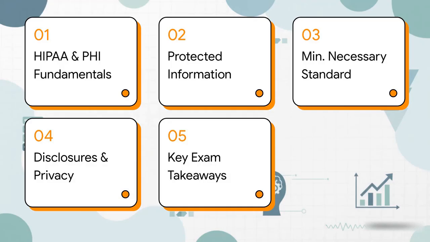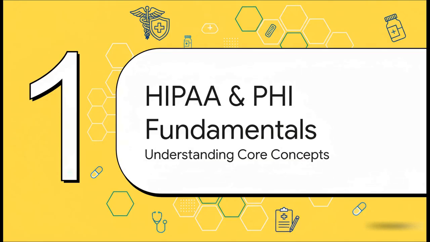All right, here's what we've got on deck today. First, we'll hit the fundamentals of HIPAA and PHI. Then, we'll get into what exactly counts as protected info. We'll talk about the minimum necessary standard, super important. After that, we'll cover what this means for you every day in the pharmacy, and finally, wrap it all up with the key things you absolutely need to remember for your test. Okay, let's get right into it.